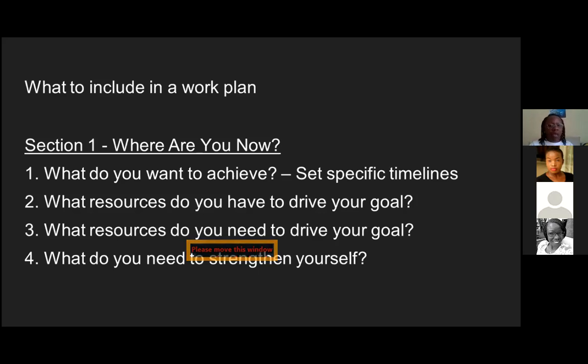Yeah, so that's what you're saying. You have to break down your goal into specific time frames, day to day, weekly, and then the bigger goal. In the absence of that, you'll stretch your resources. What do you need to drive your goal? For example, in your case, you already know that you need the buy-in of the community, not only the women, but also the men. And then what do you need to strengthen yourself?